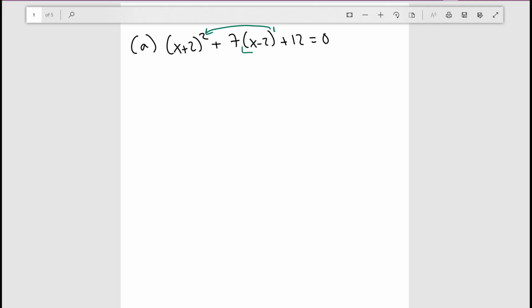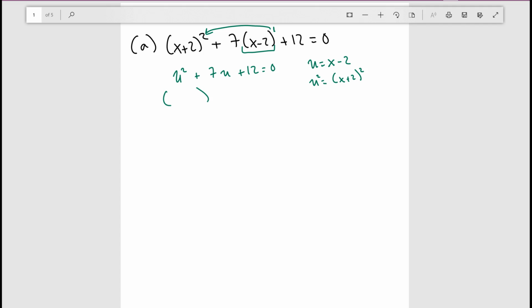Well, u is going to be this part. U is going to be x minus 2. Okay, so u squared is going to be equal to x minus 2 squared. Okay, so we're just going to do a direct substitution. So this is going to be u squared, that whole thing is squared, then this is going to be plus 7u plus 12 equals 0.